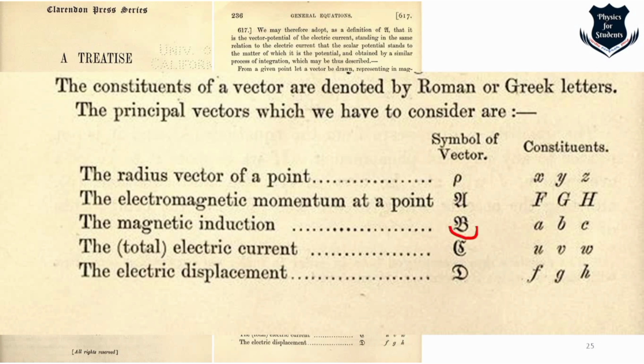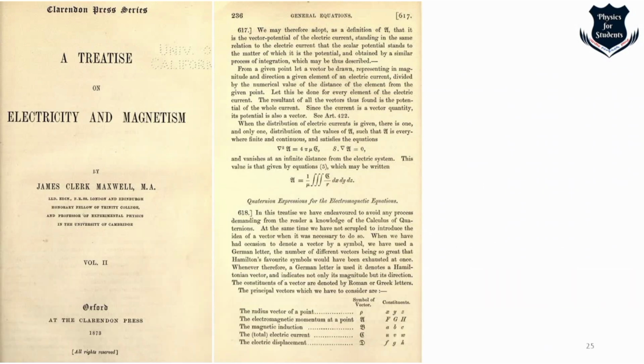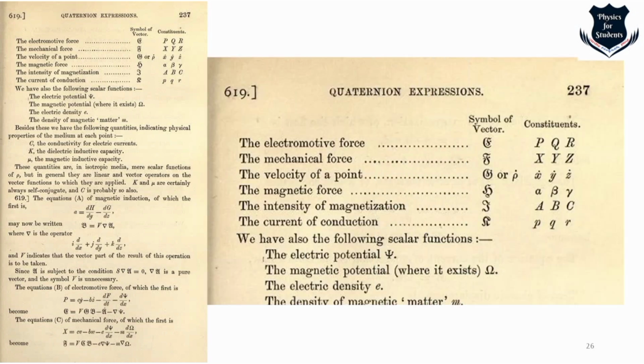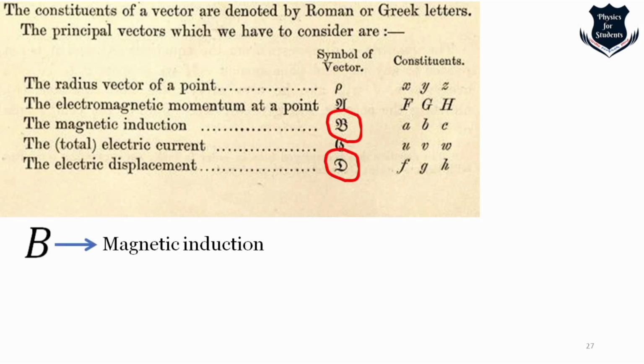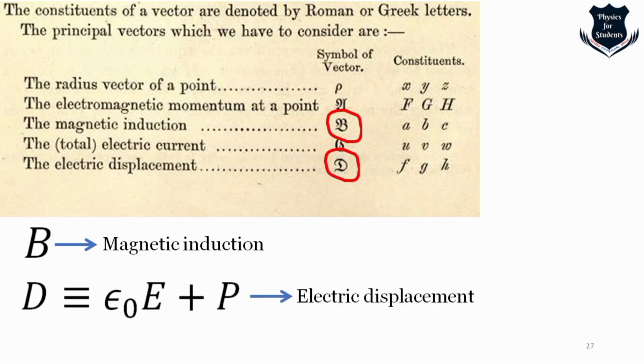So here, this rounded one is the magnetic induction, right? This is denoted by B, and that is why we use B for magnetic field, which has been further revised by Oliver Heaviside. This is also on the next page, 237. So here it is, and if I zoom in further, you see the magnetic force, which we nowadays denote by H, is also here. Further we go forward in the book and we find the constituents of the principal vectors. You see this one, the magnetic induction and the electric displacement. So we know B as the magnetic induction and we know D as the electric displacement.